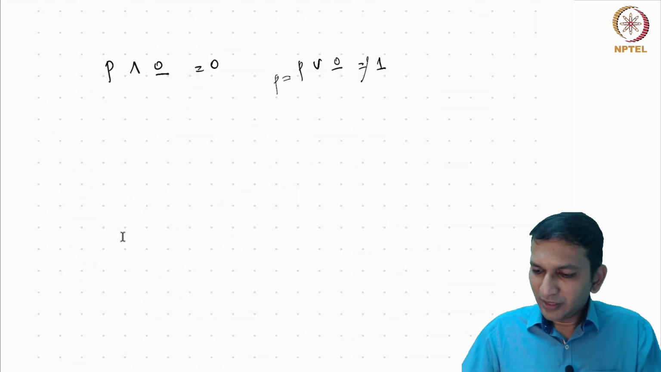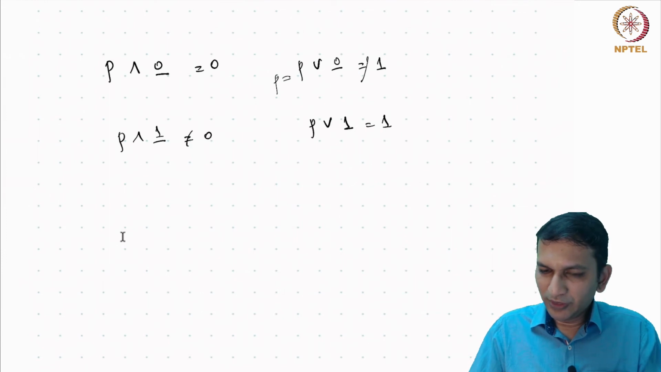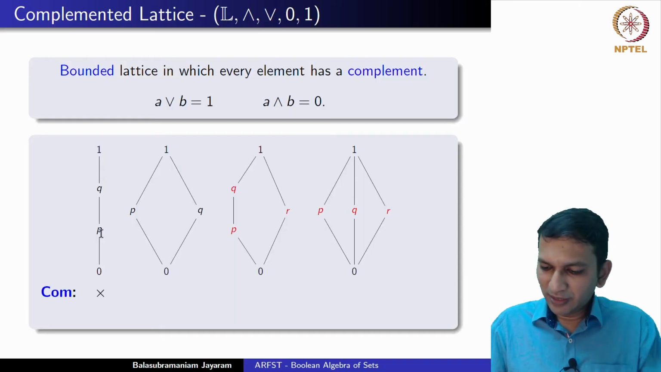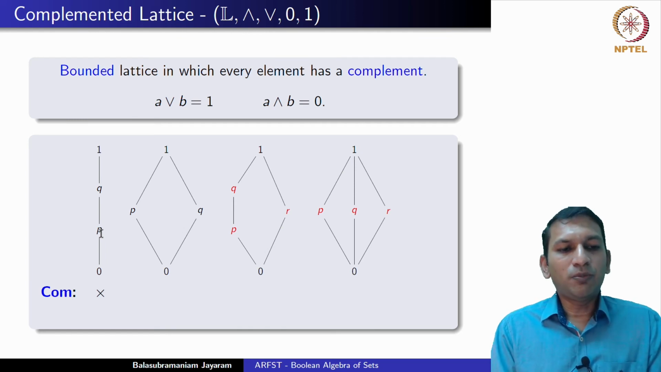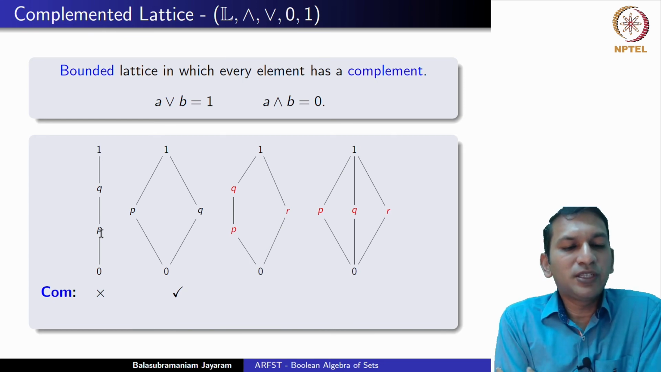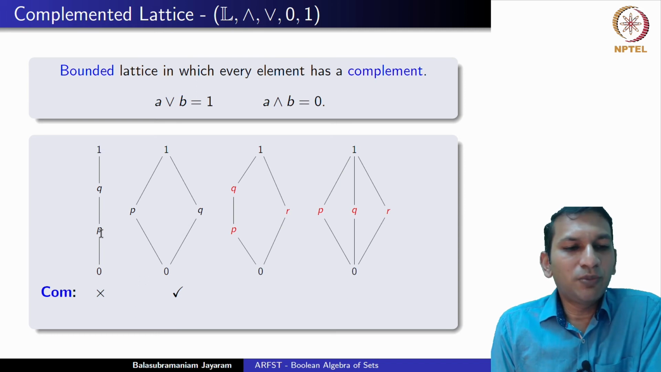Now instead, if you say, okay, maybe I can put 1 because P join 1 is 1, then you have to put the same 1 here. Now this is not equal to 0, because we know that 1 is a maximum element, which means this is P. Now this is not a complemented lattice, because at least there exists one element which does not have a complement. If you consider the second lattice, then clearly it is a complemented lattice.